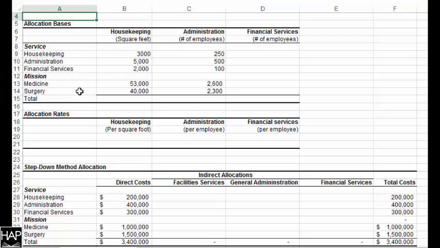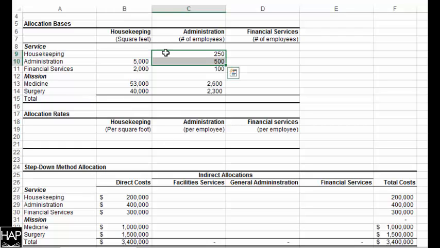When I'm looking at these, I don't need to count the amount of square feet in housekeeping because it is only counting how much of the service the other departments are using. So I'm going to get rid of this. Since administration is the second in the sequence of the step-down allocation, there's no need to account for administration's own employees or the employees in housekeeping because we are going to allocate the cost of housekeeping and then housekeeping is out. We don't count them anymore.